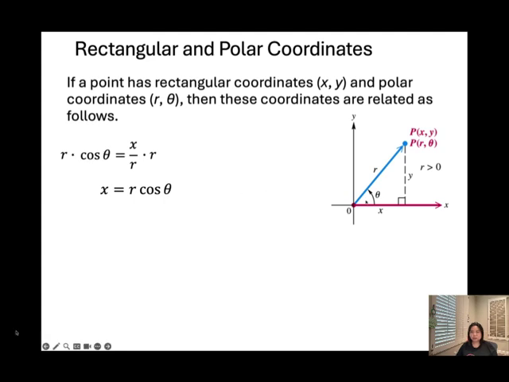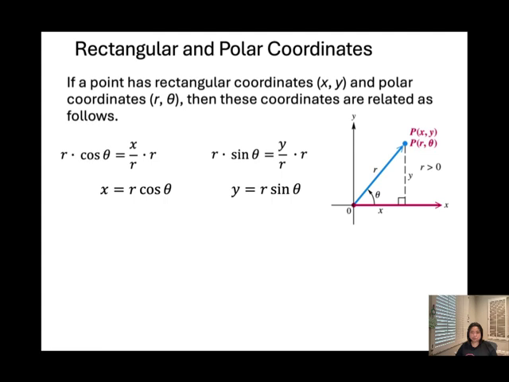And then sine theta equals opposite over hypotenuse, which is y over r. Do the same thing: multiply by r on both sides. So y equals r sine theta. Highlight these two formulas: x equals r cosine theta, y equals r sine theta.